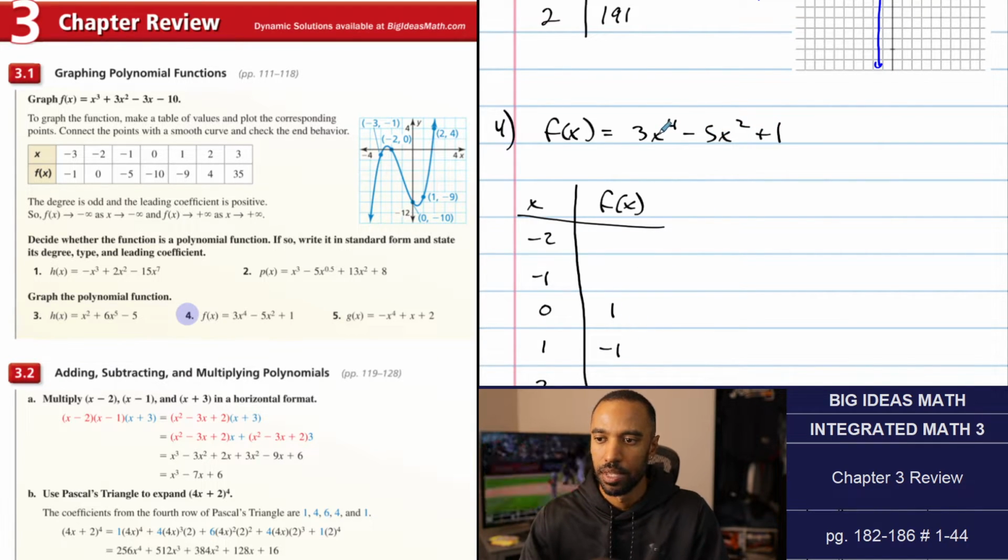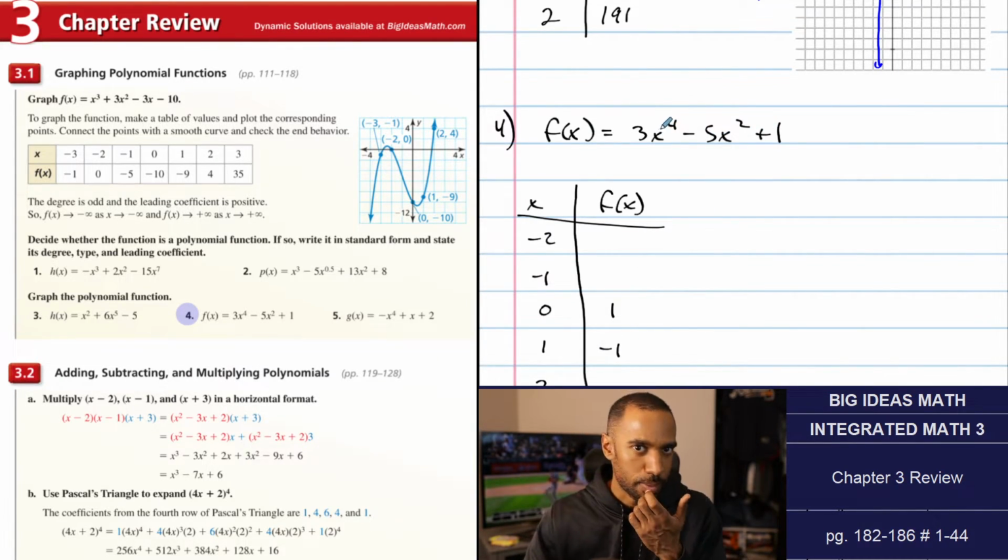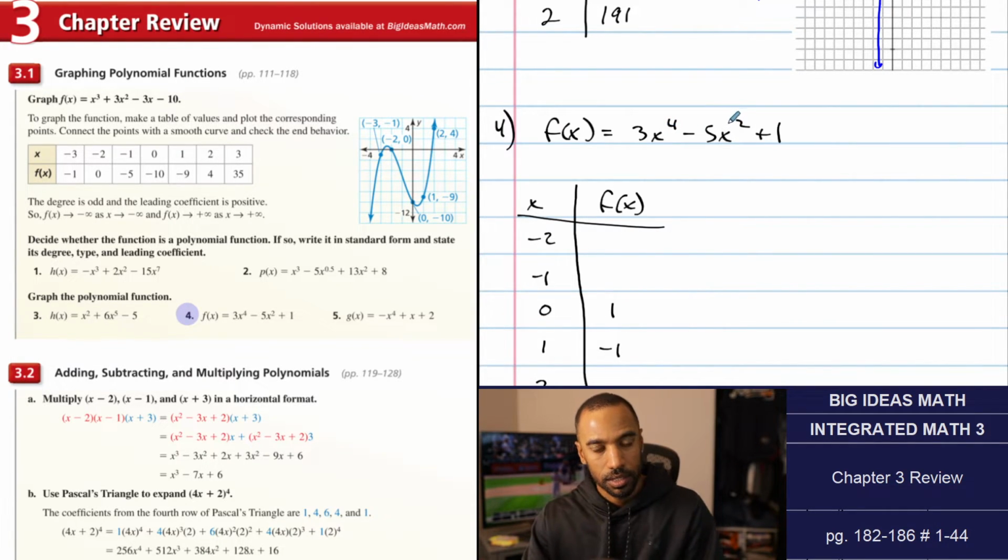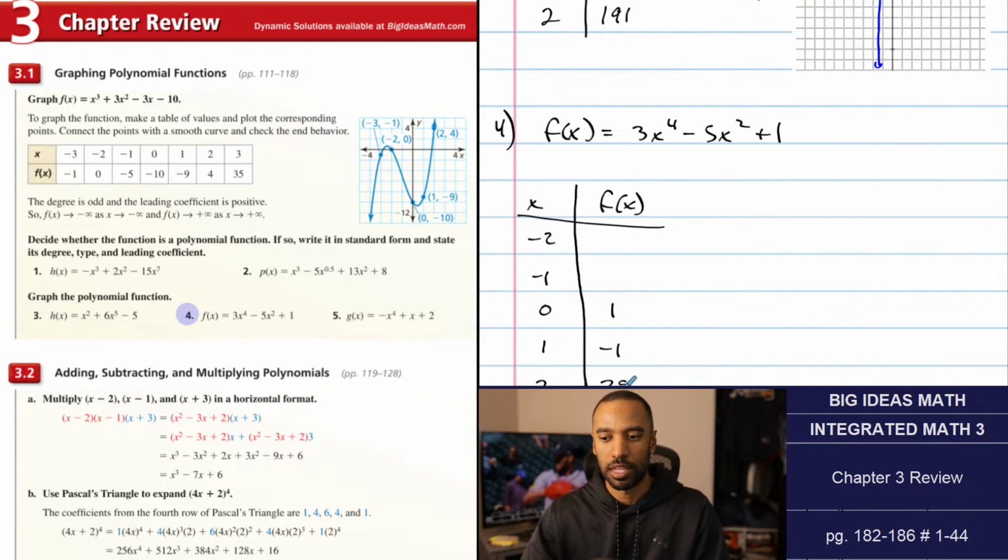That's negative 1. 2 to the 4th is 16 times 3 is 48. Minus 20 is 28. Plus 1 is 29. Also pretty big. Maybe this is one where I could scale by 2s, if it seems fair. I think I might go for that, depending on what these numbers are. Negative 1 to the 4th. Listen, negative 1 to the 4th, negative 1 squared, those are still positive numbers. You're going to still be left with 3 minus 5 plus 1. This also is negative 1.